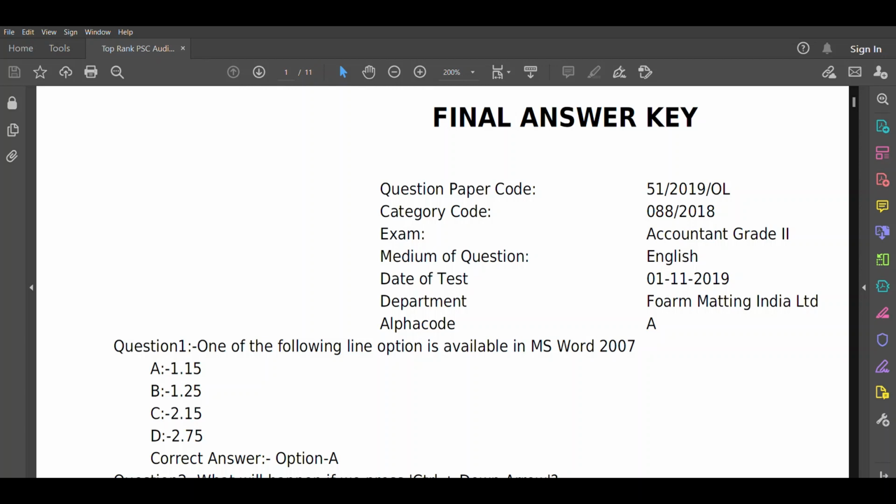Kerala PSC solved question paper. Accountant Grade 2, question paper code 51/2019. One of the following line spacing options is available in MS Word 2007: 1.15.